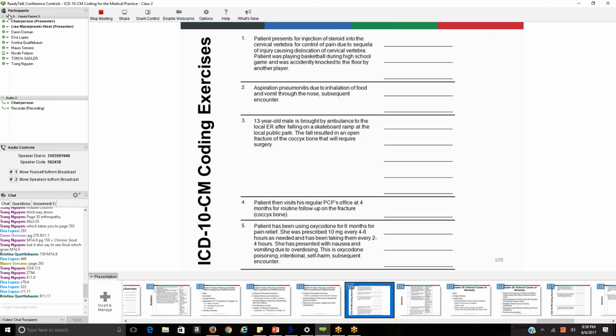I'm sorry, 830. Y92.830, public park as the place of occurrence of the external cause. So that would be your next code, Y92.830.